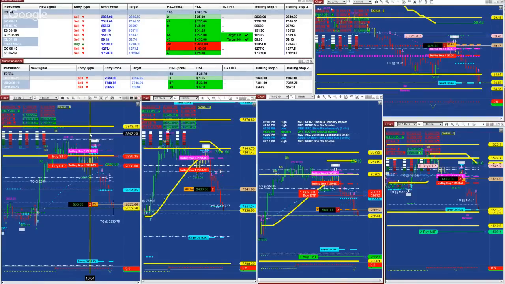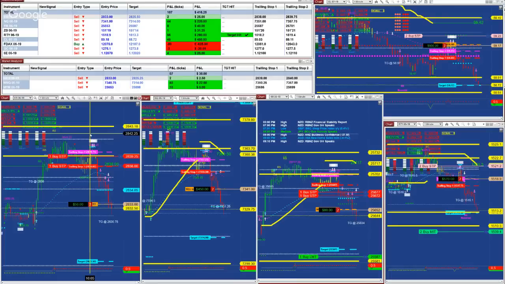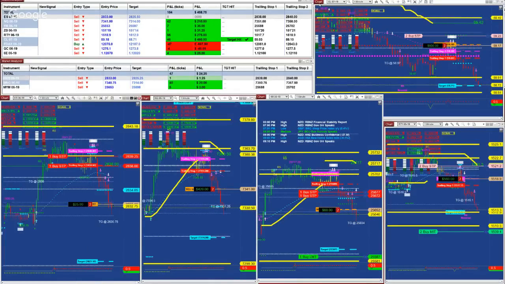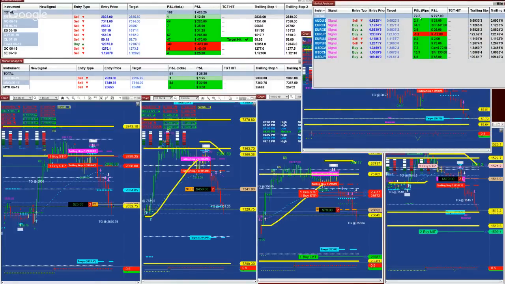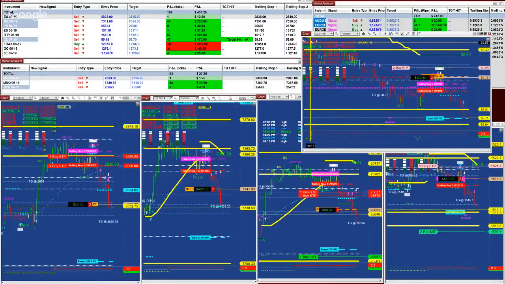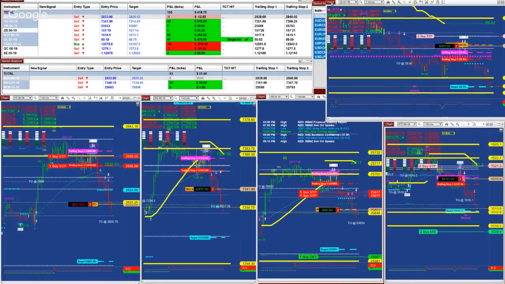So now we are on the right direction. Beautiful. We have a new signal. Where? Okay, no, that's Forex. You know, guys, I'm going to turn off the Forex for now because it's just scaring me. Or should we leave it? Well, let's leave it. We are 72 pips into the profit. Let's leave it.